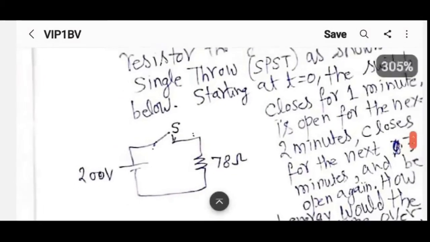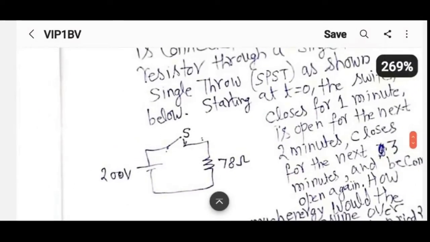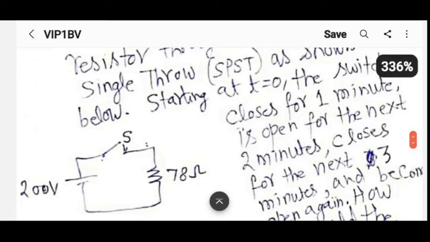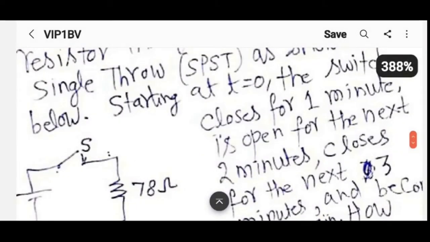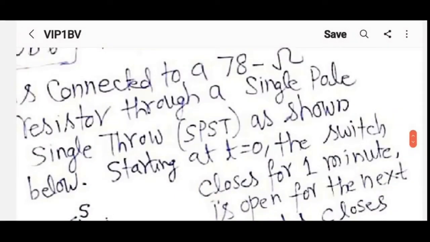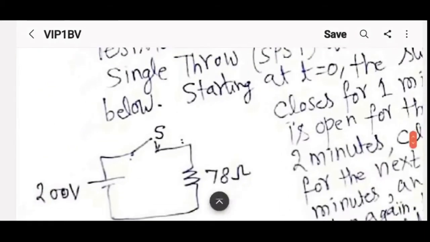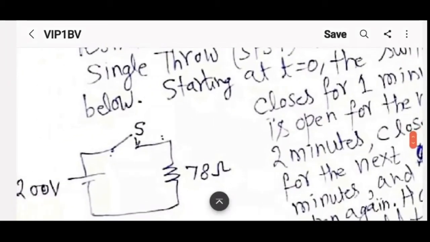So single pole, single throw switch means the switch is either allowing the current to go through or it is simply not allowing the current to go through. So what they are doing is connecting a 200 volt battery to a 78 ohm resistor through a switch which is open to begin with. That means no current would flow.